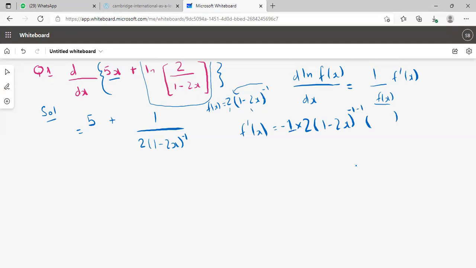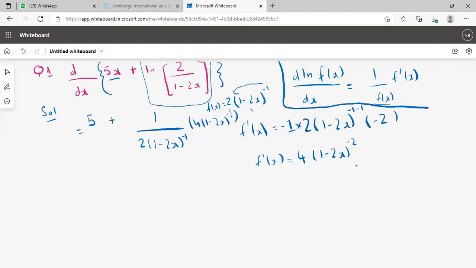So what is the derivative of this bracket? Minus 2, right? Excellent. So the answer is 4 into 1 minus 2x to the power minus 2. This is the f dash of x. And where am I going to write down this f dash of x? Just look at this general formula and tell me. You're going to multiply it with 1 by f of x. Excellent. So we have 5 plus 4 into 1 minus 2x to the power minus 2, and this is 2 and this is 1. This power is minus, so I can take it to the numerator to get this, right?